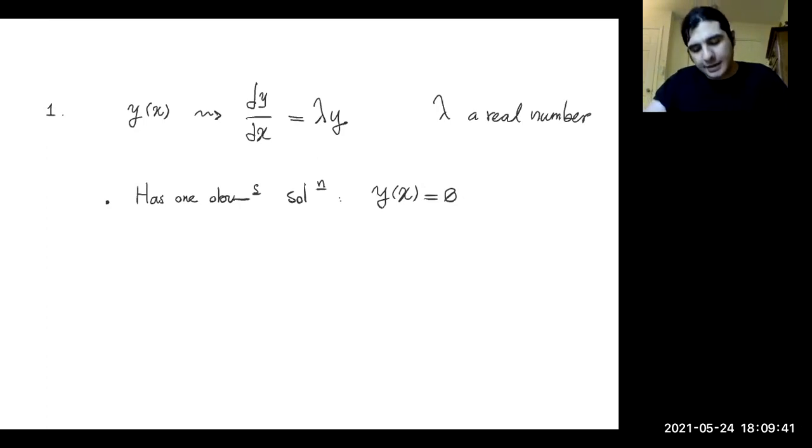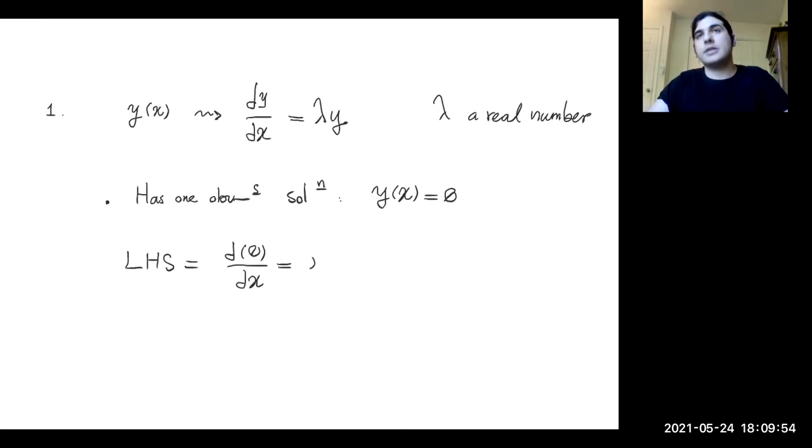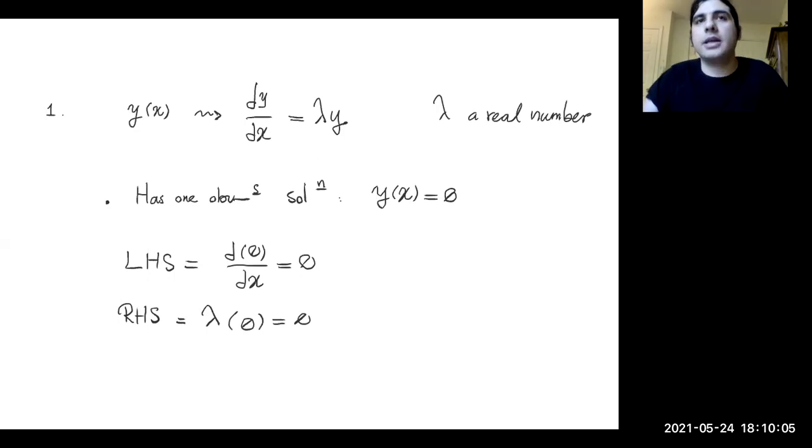How is that? Well, look at the left-hand side. We have derivative of y with respect to x, which would be derivative of 0 with respect to x. Well, obviously, derivative of 0 is 0. What is the right-hand side? The right-hand side is lambda times y, and if y is 0, the result of that multiplication would be 0. And therefore, as you can see, the left-hand side is equal to right-hand side. That means y of x equal to 0 is one solution to this equation.